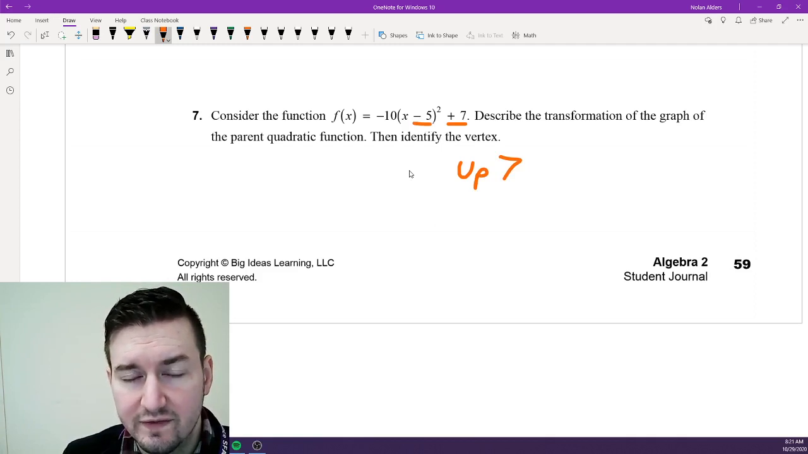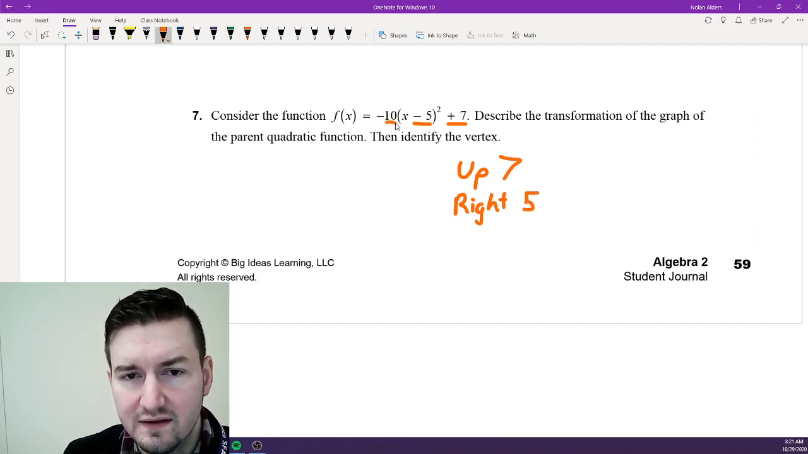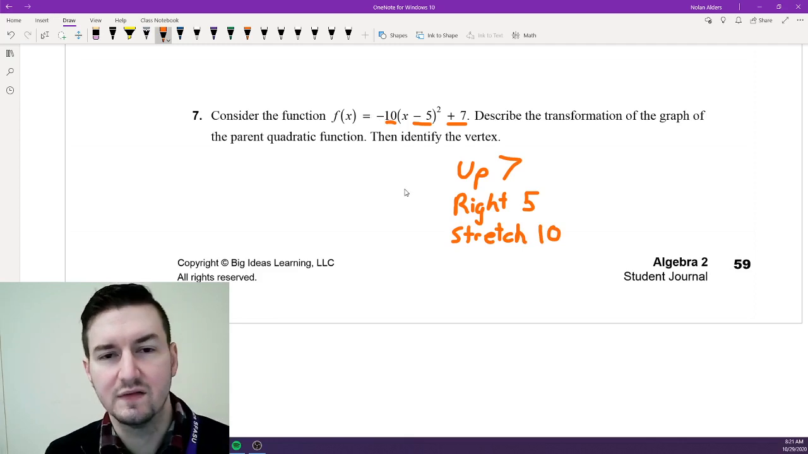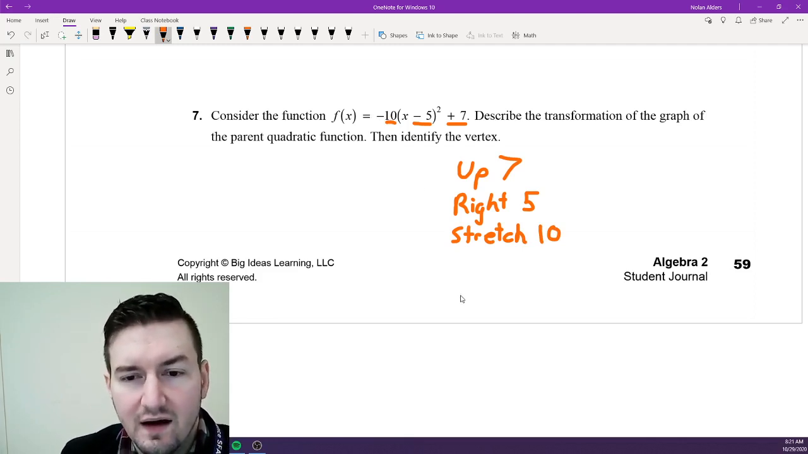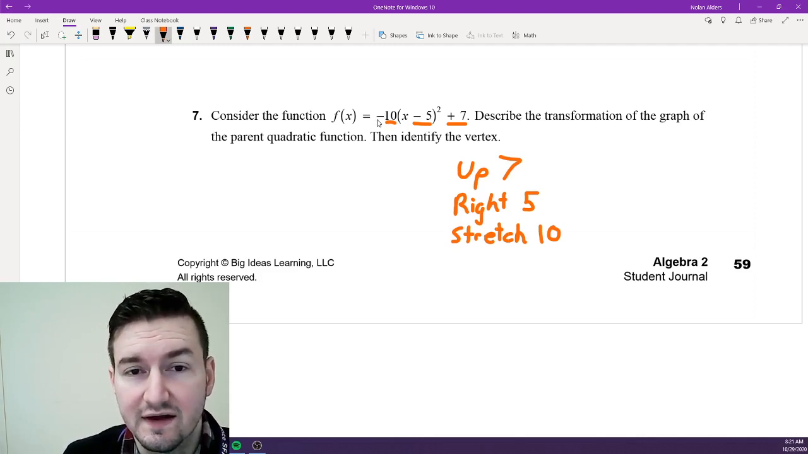The minus 5 in parentheses means to go right 5. Right. I'm not doing too bad here. You're going to have to give me points for trying. We're going right 5. The 10 means that we're going to stretch by a factor of 10. So I'm just going to say stretch 10. And then the minus sign out front means that we're going to be reflected across the x-axis. Reflect across the x-axis.